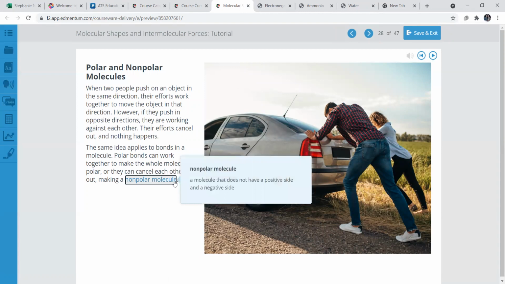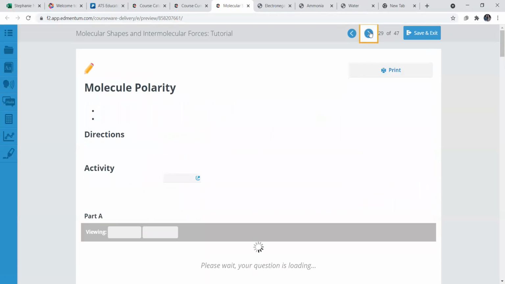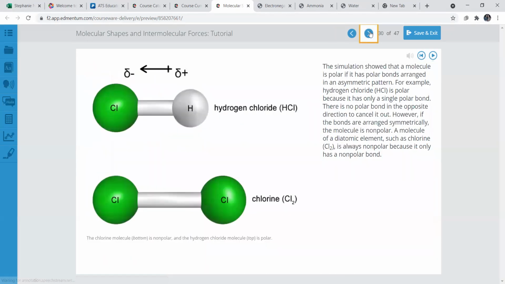Non-polar molecule. It does not have a positive side and a negative side. When you think of polar, think of a magnet. The north and south sides are positive versus negative. Nonpolar doesn't have it. Okay, we'll let you do this on your own.